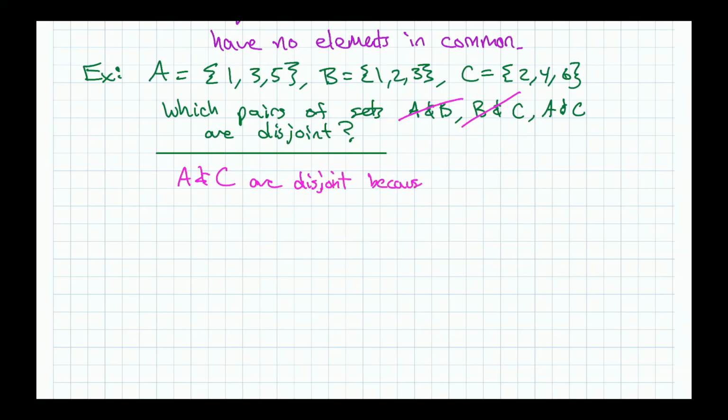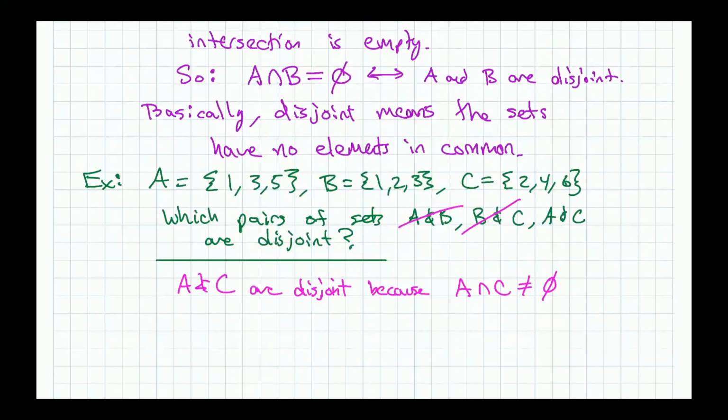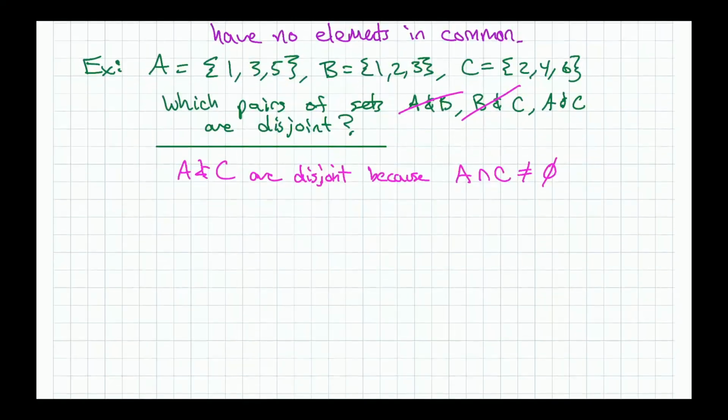because the intersection of A and C is the empty set. Because the intersection is the elements in common, and they have no elements in common. So that is what disjoint means. Okay, so let's see here.